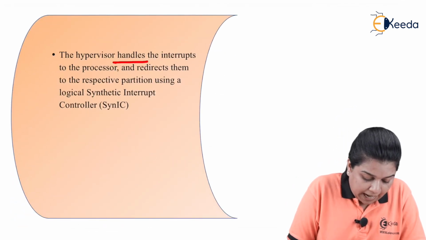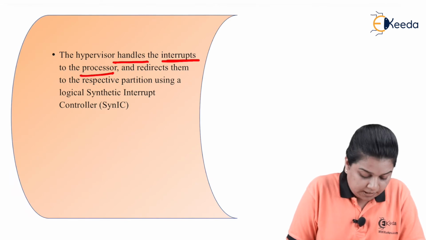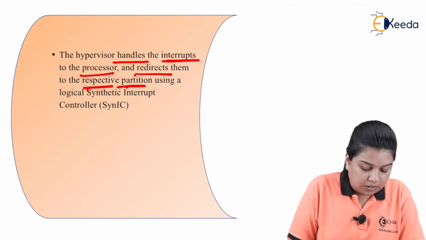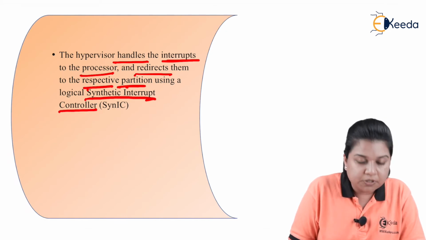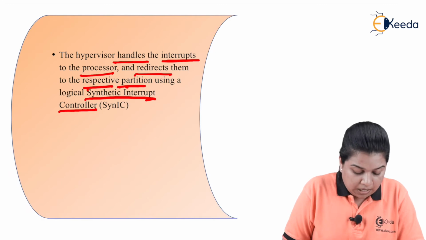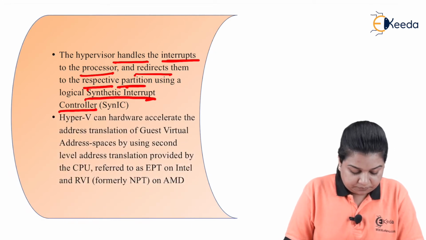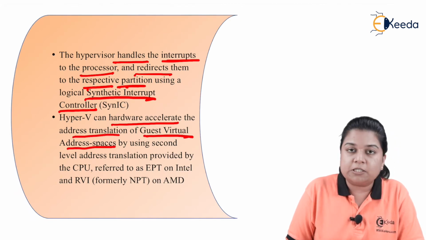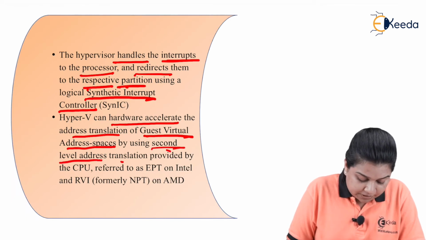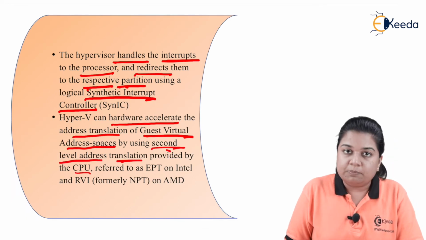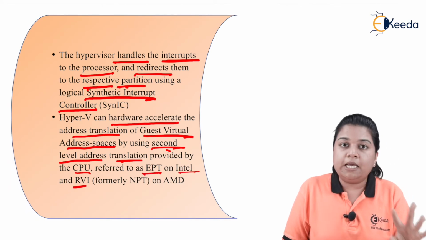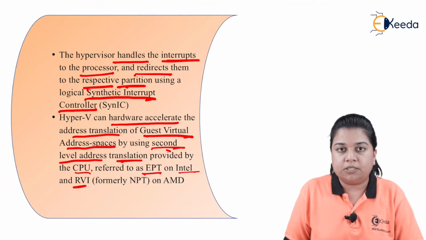The hypervisor handles the interrupts to the processor and redirects them to the respective partition using a logical synthetic interrupt controller, or you could say SynIC. Hyper-V can hardware accelerate the address translation of guest virtual address spaces by using second level address translation provided by the CPU, referred to as EPT on Intel and RVI, formerly NPT, on AMD processors.